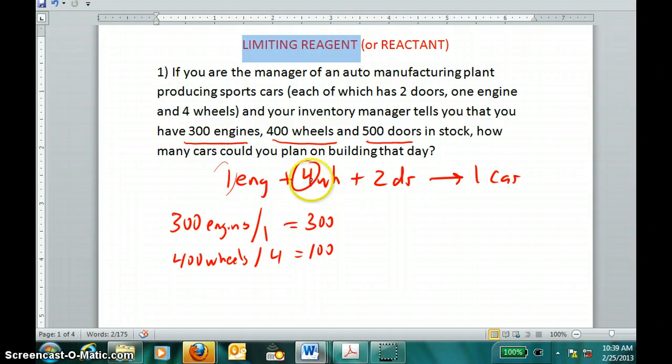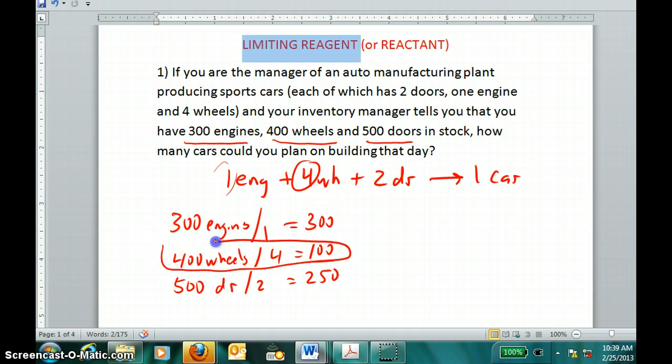So far, the wheels are the limiting reagent. I'd use all 400 of my wheels after producing 100 cars, and that's it. I'd stop making cars. But let's just check if we have 500 doors, 2 each. We could produce 250 cars. So very clearly, my limiting reagent is the wheels. And I'm going to use it to figure out everything I can do that day.